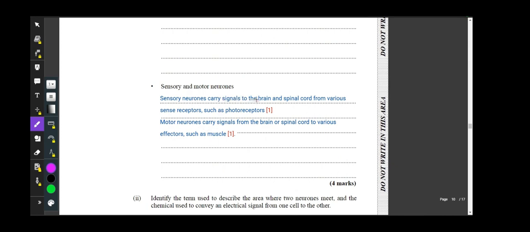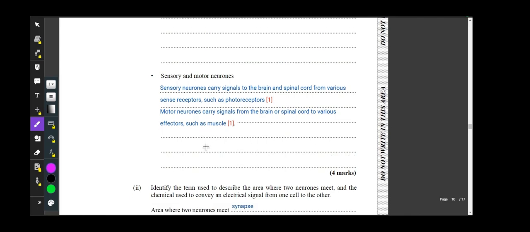Sensory and motor neurons. Sensory neurons will carry signals to the brain and spinal cord from sensory receptors such as photoreceptors, and your motor neurons are going to carry signals from the brain or spinal cord to various effectors such as the muscles. Other effectors will be like your sweat glands, and your salivary glands as well. So all of this, they are very much connected to each other. And that's your 4 marks.